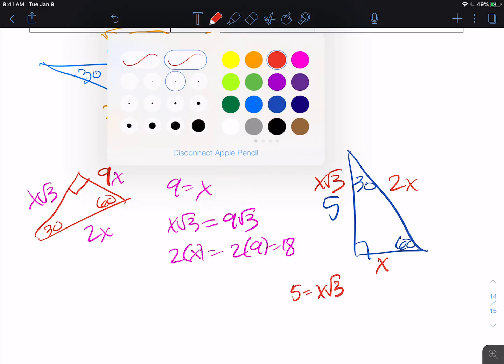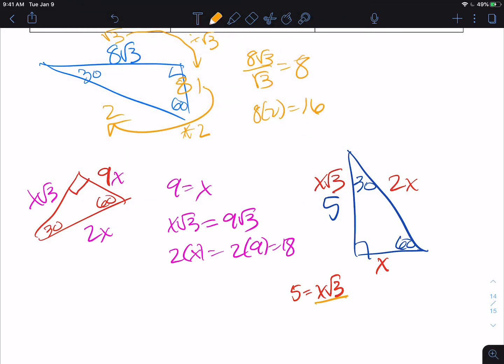Well, I'm trying to figure out what x is, so what I want to do is undo timesing by root 3. So to get rid of timesing by root 3, we divide by root 3. Well, to divide by root 3, don't forget that we rationalize. So that means that I'm going to times by root 3 on top and bottom. So that means that our x is really 5 root 3 over 3. So we now know this is 5 root 3 over 3.